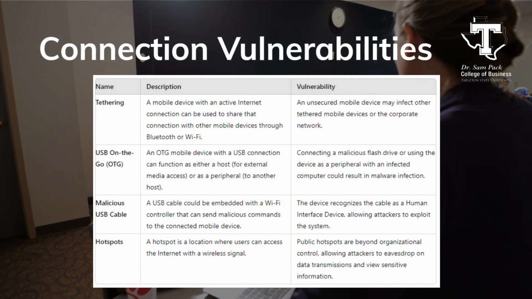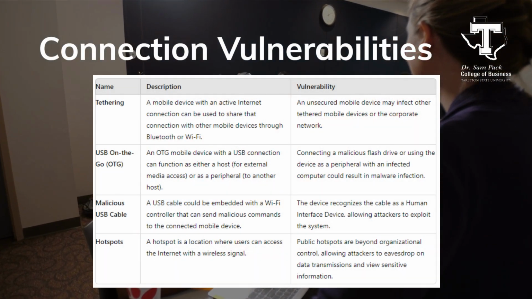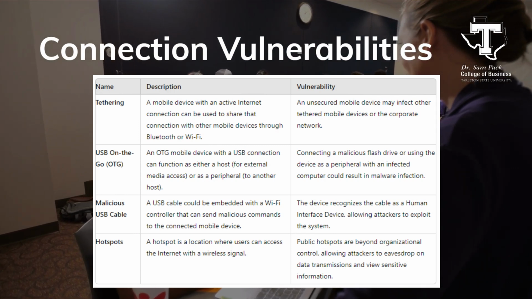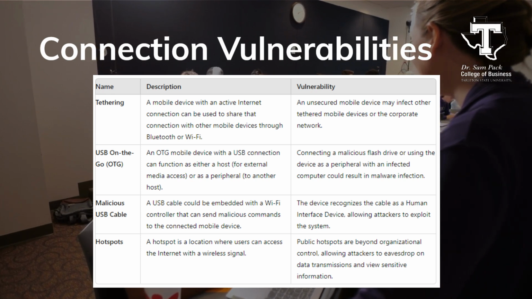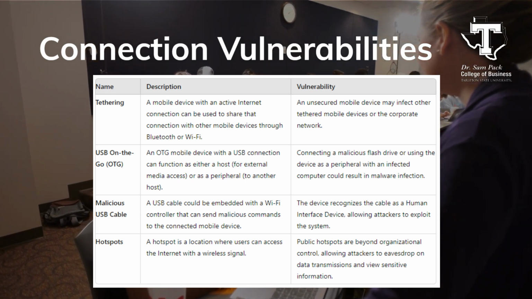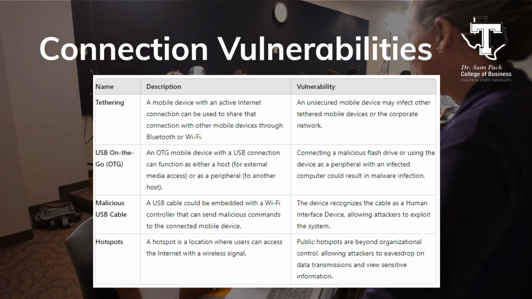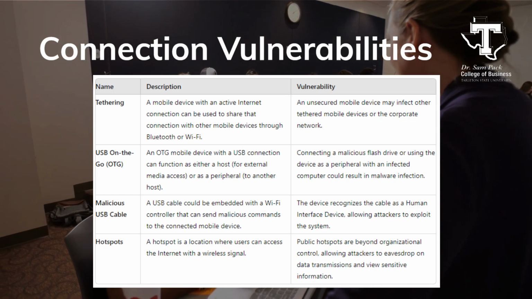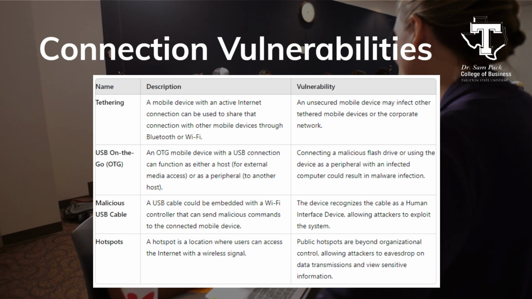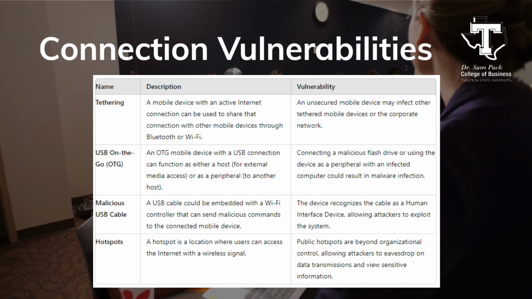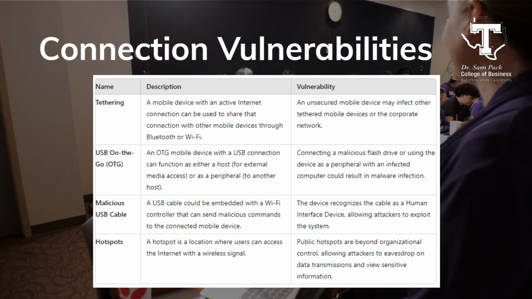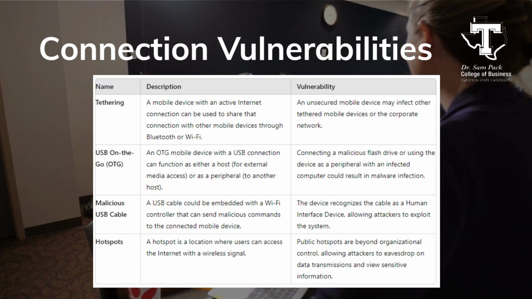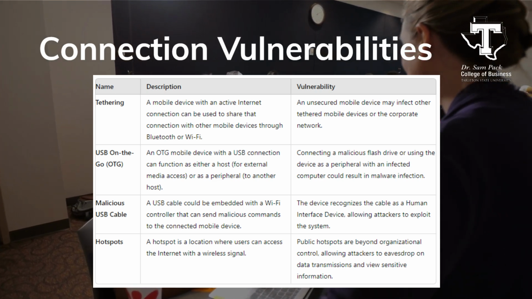As we discussed, different mobile device models like BYOD, COPE, CYOD, and VDI each come with their own set of benefits and challenges. However, regardless of the model, mobile devices are vulnerable to various security threats when connecting to networks or other devices. One common vulnerability is tethering, where an unsecured device sharing its internet connection can infect others. USB on the go, OTG, allows devices to connect to external media or act as a peripheral, posing risks if a malicious device is connected.